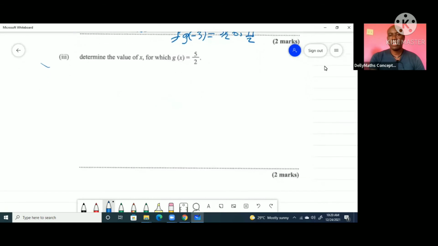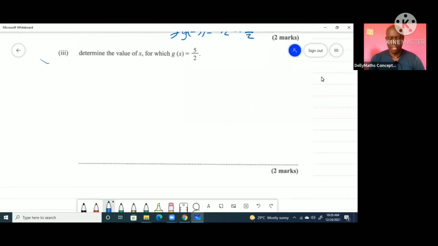All right. The last piece of the question says that we're supposed to determine the value of x for which g of x is equal to 5 over 2. So in other words, the g function says that g of x is equal to 3x over x plus 1. And now we want to know what value could come here, such that when we're done, our answer is 5 over 2.